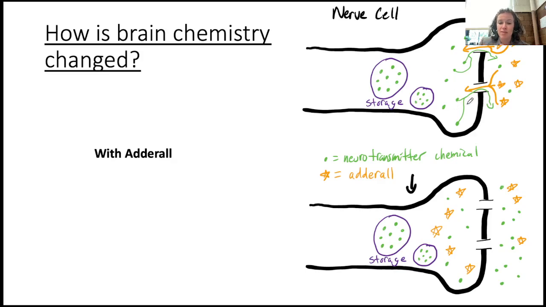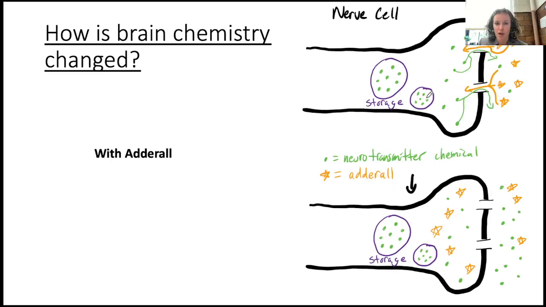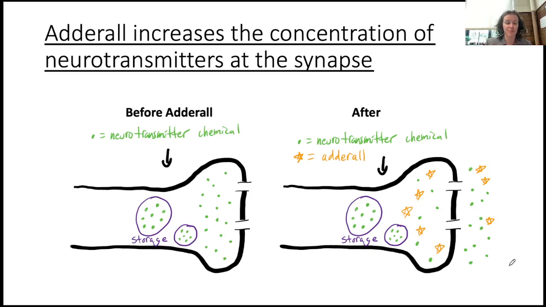Let's say in this previous slide, this cell is able to suck back in like 10 molecules of neurotransmitter, for example. Well, now if there's a bunch of Adderall in this space, maybe only 5 molecules of neurotransmitter are sucked in and 5 molecules of Adderall. What that results in is more neurotransmitter being left outside of the cell. And let's just do a quick side-by-side to better visualize this. So we're seeing before Adderall and after Adderall that Adderall is increasing the amount of neurotransmitter outside of the cell at the area that we call the synapse.